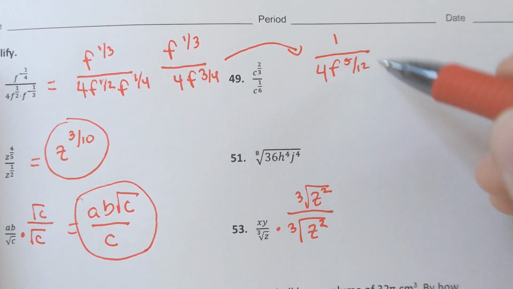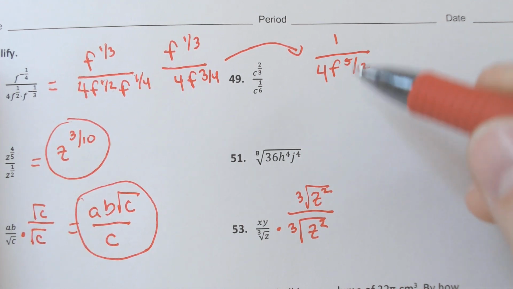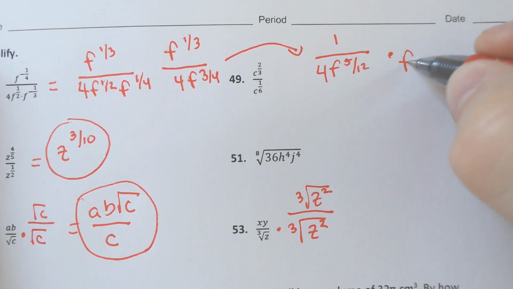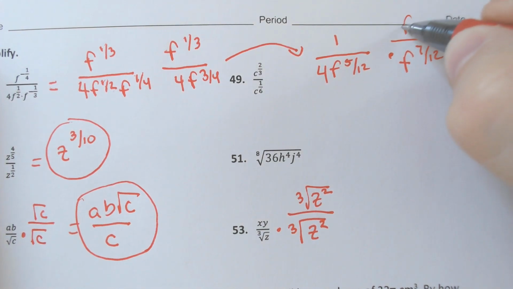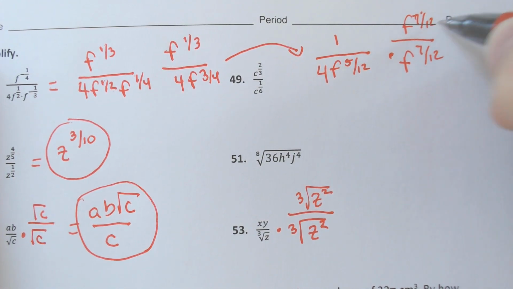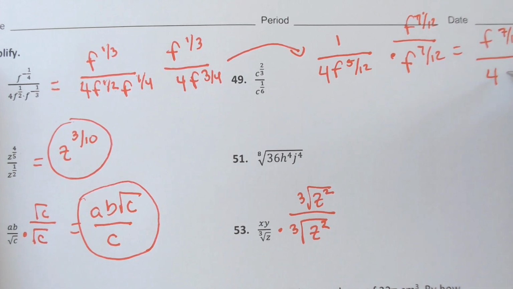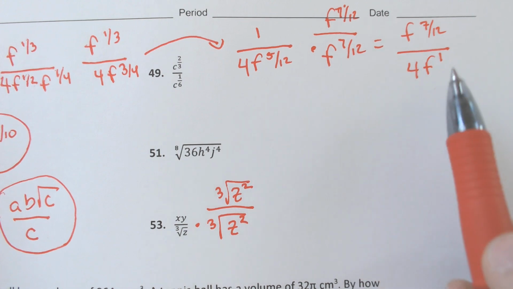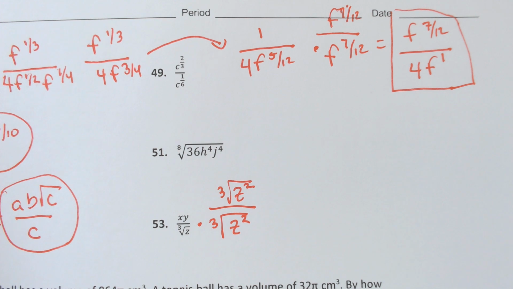We're not allowed to keep that 5 over 12 on the bottom of the fraction because it's a radical. So we have to multiply by what we are missing. Well, in order to get to 12, we are missing 7 more. So we need to multiply by f to the 7/12 and f to the 7/12. And that would leave me with f to the 7/12 over 4f to the 12 over 12, which is 1. So we would have 12 over 12 when we add 5 and 7, which is f to the first power, and that's our final answer, and our final question that I plan on doing.